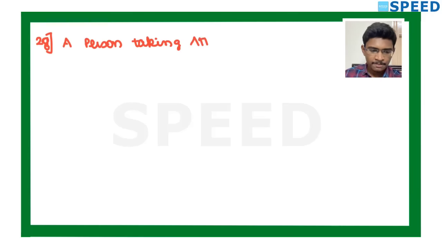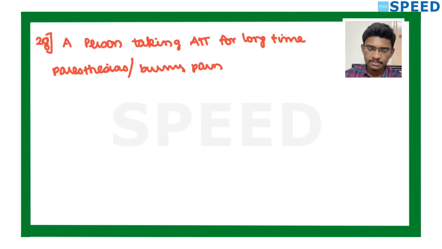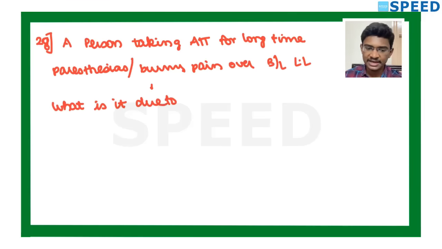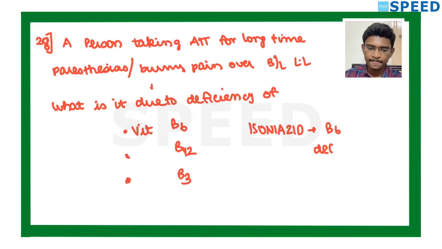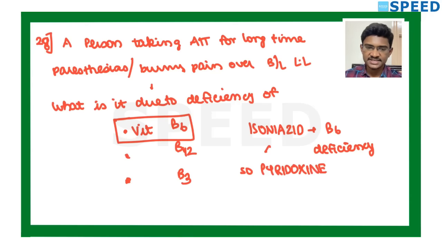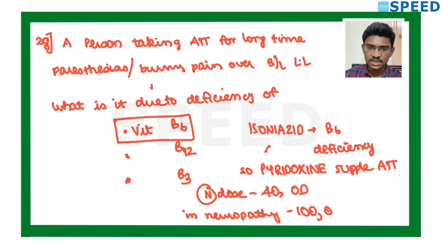Next, a person taking ATT for a long time develops paresthesia or burning pain over bilateral lower limbs. What is it due to deficiency of which vitamin? B6, B12, B3? Nothing but B6. Due to the isoniazid component in ATT, this can cause B6 deficiency, due to which the patient can develop peripheral neuropathy, that painful peripheral neuropathy. To prevent this complication, we supplement ATT with pyridoxine, which is 20 to 40 mg OD. But if the patient has developed peripheral neuropathy, then we will give pyridoxine 100 mg OD.